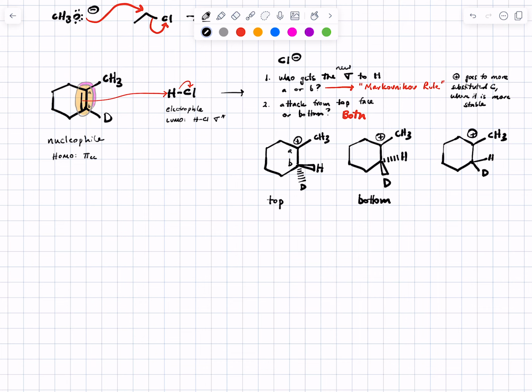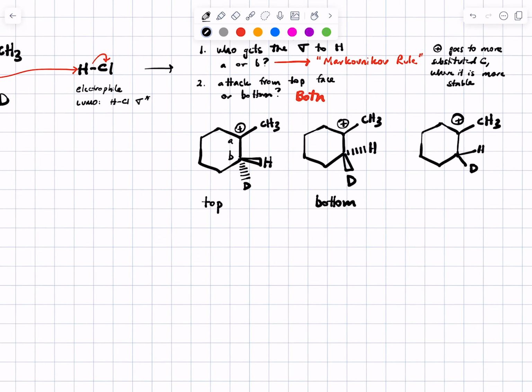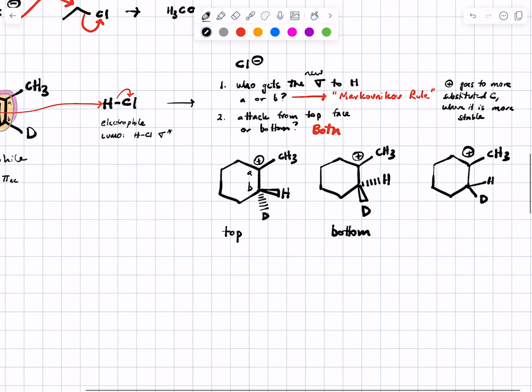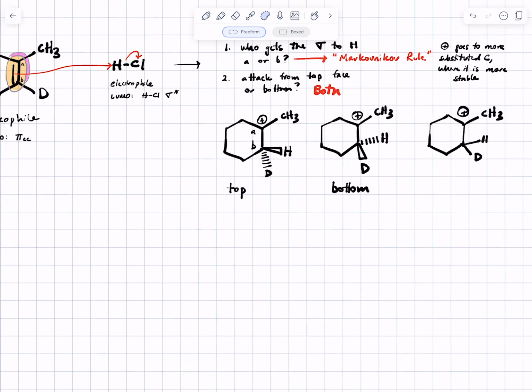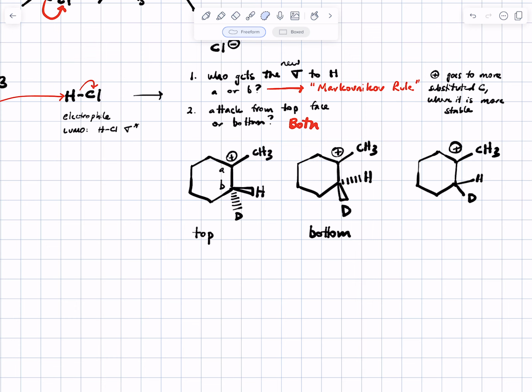Go ahead. Could the chlorine, after the reaction happens, act as a nucleophile and attack the empty p orbital? Yes, excellent. So the question is, what happens now? Could the chlorine, which was our leaving group in the first step, now attack the empty p orbital? Yes. And actually you've seen this before.